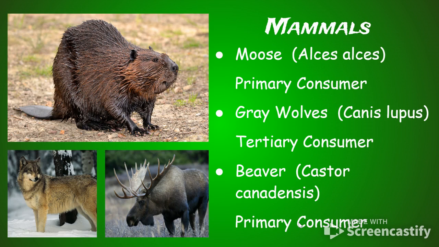There are quite a few mammals found in poor conifer swamps too. One mammal found here are moose, which are primary consumers because they eat plants. Another are gray wolves, which are tertiary consumers. There are also beavers, which are primary consumers.